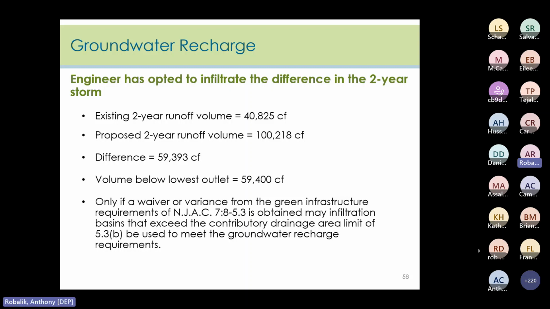Again, this is all okay at the time of the review under the old rule, but under the current rule, as with water quality, the BMP would require a variance from the GI standard in order to be used to meet the groundwater recharge standard, since it's a large-scale infiltration basin from Table 5.2. But at the time of the review, this was okay.